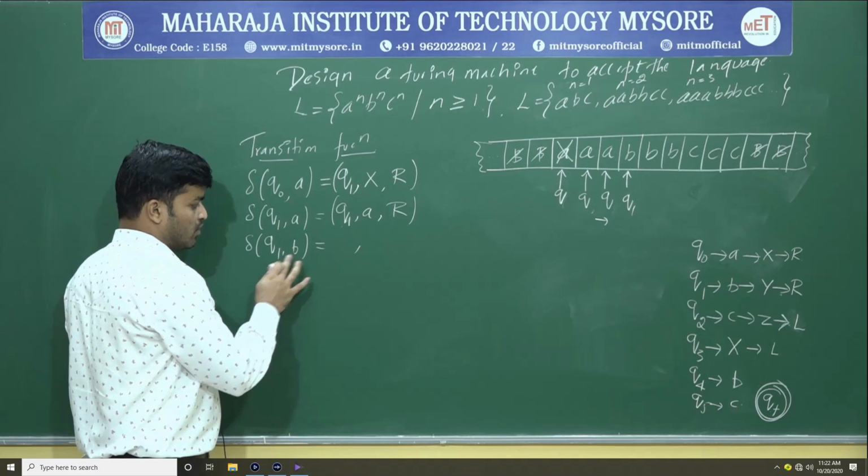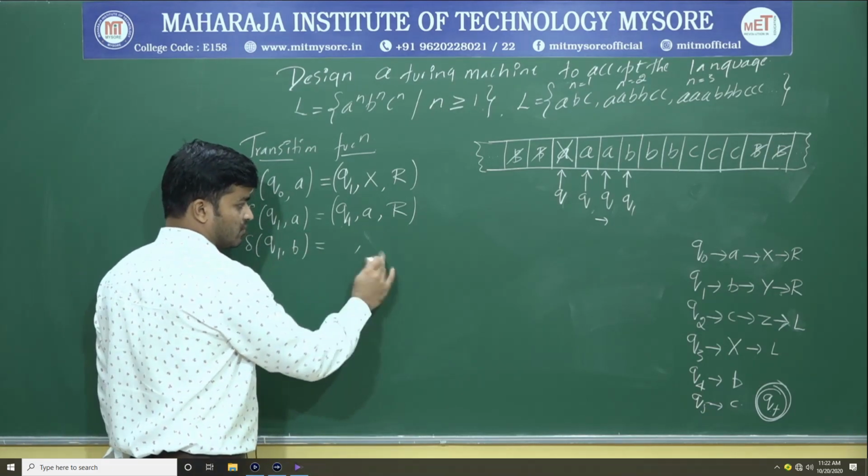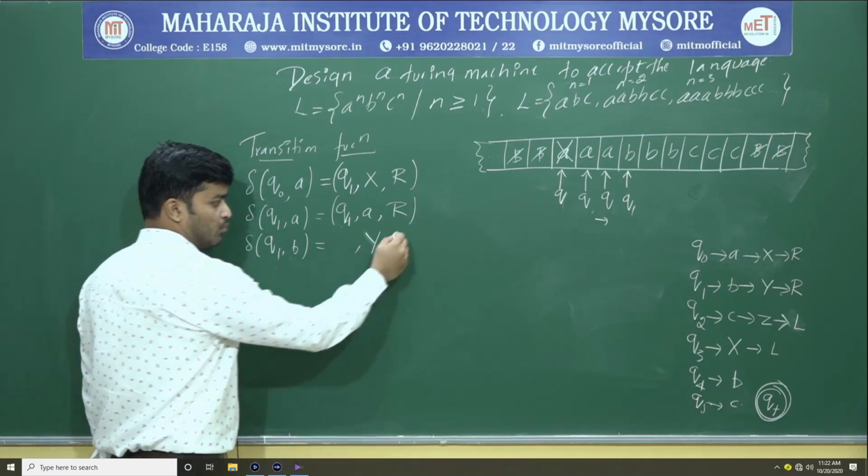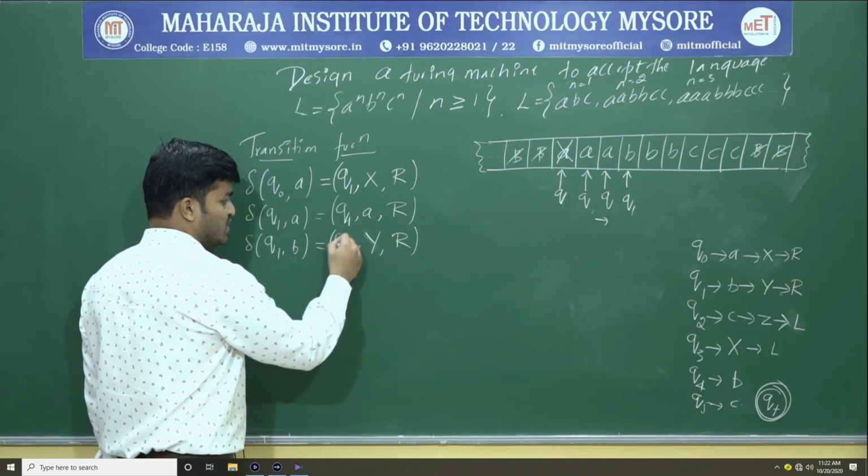Okay, now so Q1 upon B, you have to replace that B with what? Some special symbol. I am going to use what? Y. So replace B with what? Y and move what? Right hand side by changing state to what? Q2.